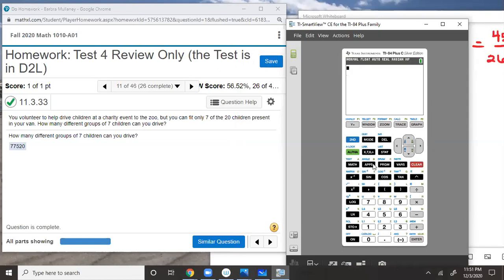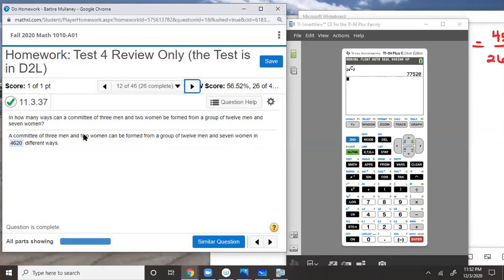So this is the combination of 20 items. Hit math, prob, and now we're going to scroll down to number 3. And then we're going to put in 7 because R is 7. Hit enter, and the total number of ways is 77,520.